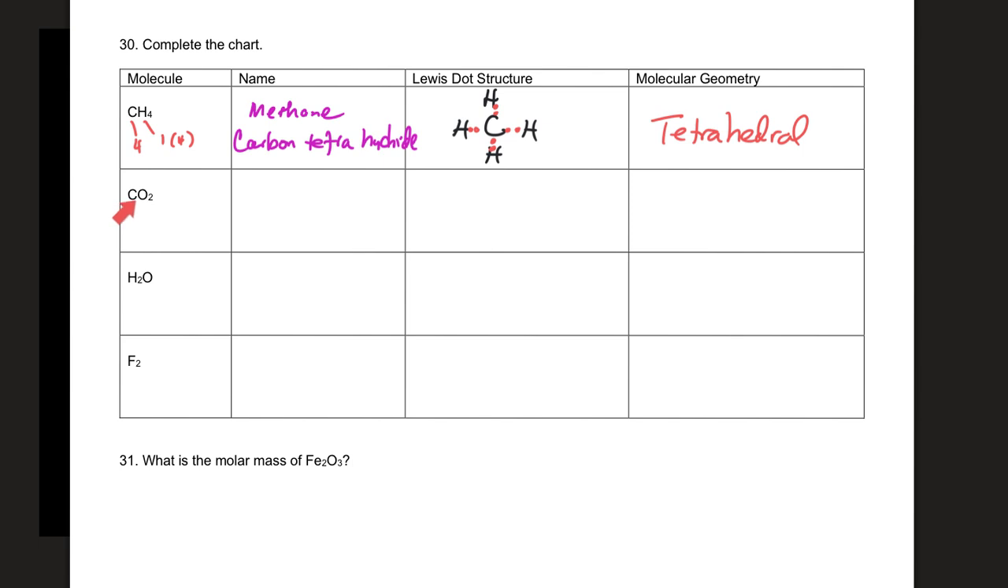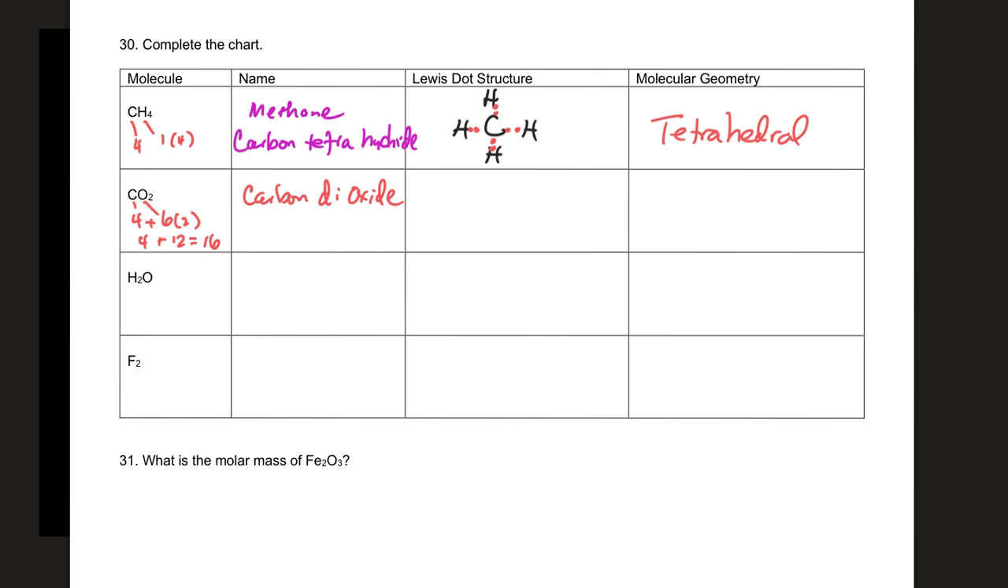Going on to the next one, we've got CO2, 1 carbon, 2 oxygens. This is a covalent compound, so let's begin with the name. This is going to be carbon, and the 2 is di, and then oxygen is oxide. If we look at the number of valence electrons, carbon again is going to have 4, oxygen has 6, but there are 2 of them, so that gives us a total of 12, plus the 4 gives us a total of 16 valence electrons.